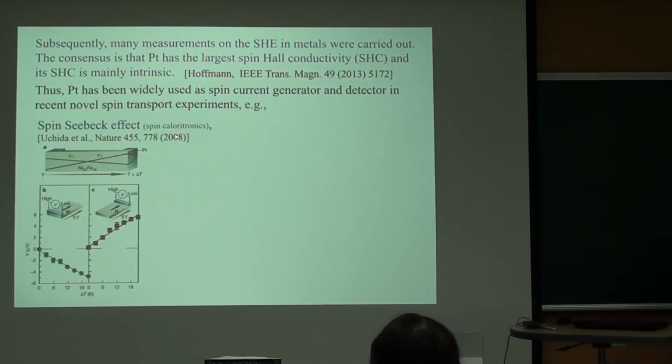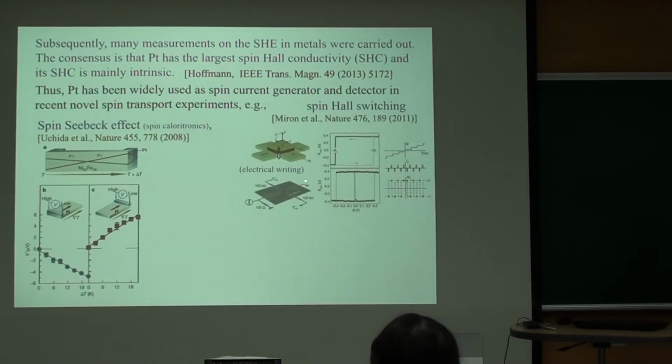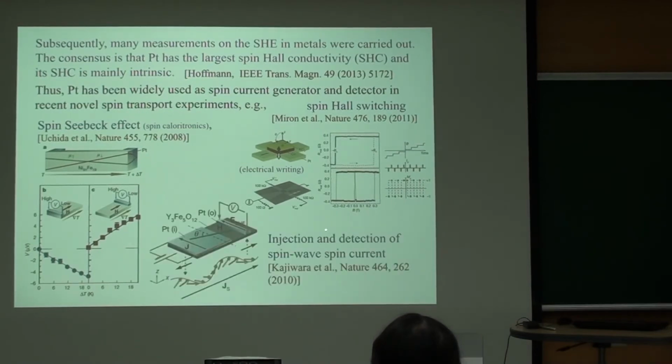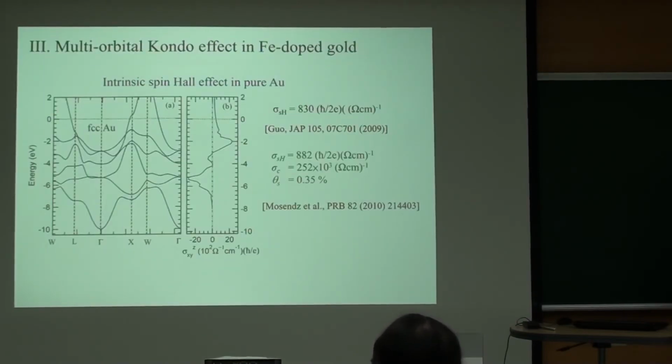For example, the spin Seebeck effect, using platinum to measure it, and also using platinum to switch the magnetic domain for NRAD application. Another use is to inject spin current, because the large spin Hall effect can generate spin current. Now the story is not ending.